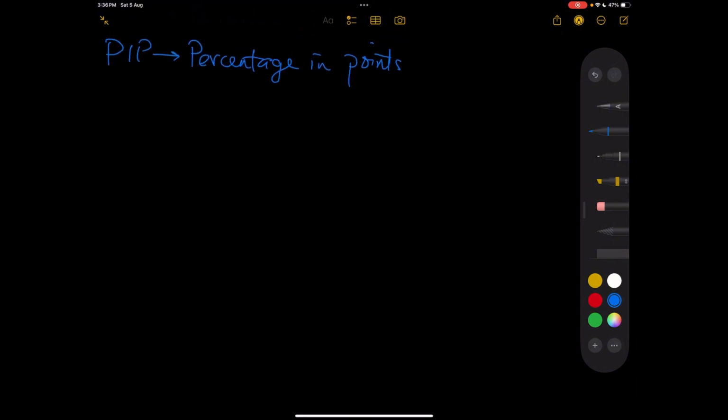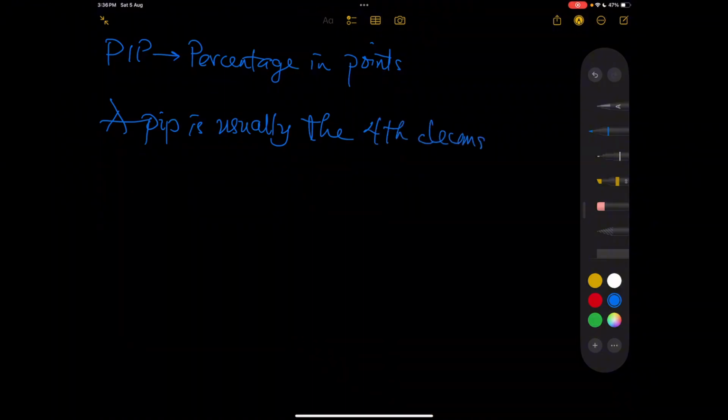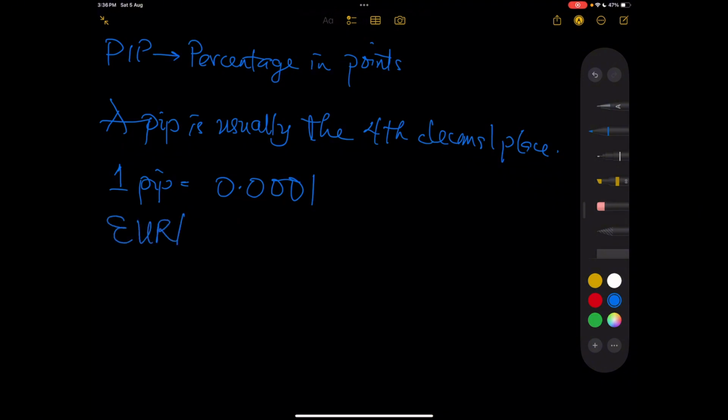So a pip is usually the fourth decimal place in the currency quote. We are saying one pip, being the fourth decimal place, is 0.0001.